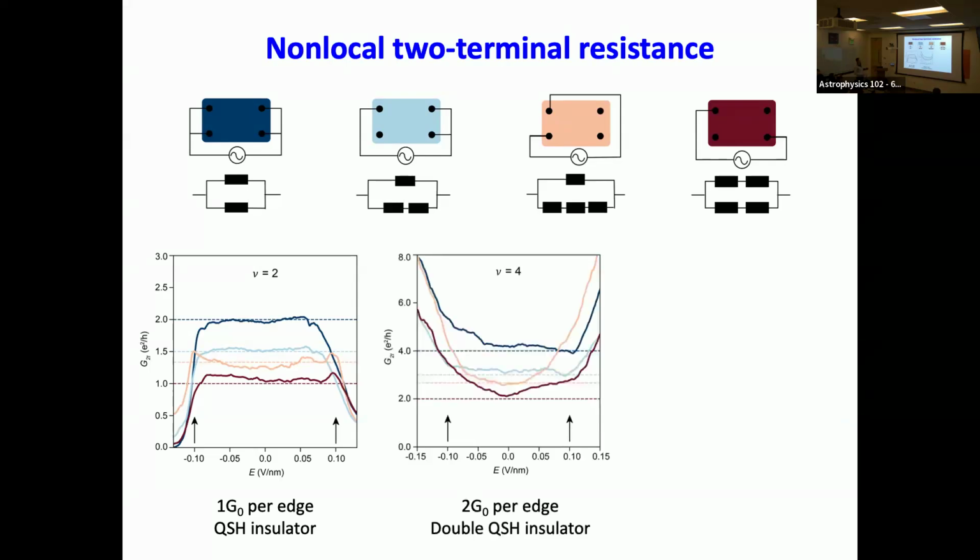This is filling factor equal to 4, a weaker state with a smaller gap. It's reasonable. You still get similar results, except that in this case the blue curve takes 4e squared over h, and the red curve takes 2e squared over h.